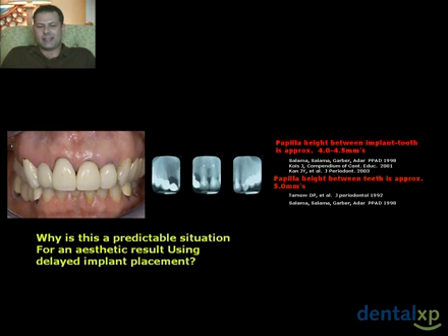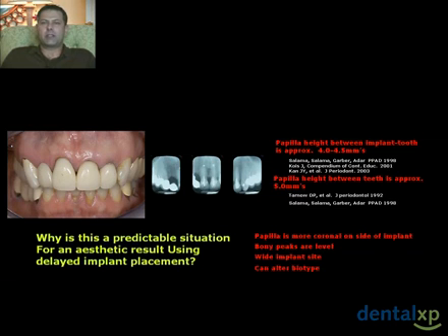So the question is, why is this a predictable situation for an aesthetic result using delayed implant placement? Well, one is that the papilla is more coronal on the side of the implant, on the distal aspect of tooth number 9, than it is on the contralateral side. So if we do get a little bit of recession, that's okay. We notice that the bony peaks are level on either side of the missing tooth. That is an ideal situation, because those are the peaks that are maintaining the papilla on either side of that implant. We have a very wide implant site, and we can alter the biotype by doing some sort of grafting procedure in this area. So it's actually an ideal situation.